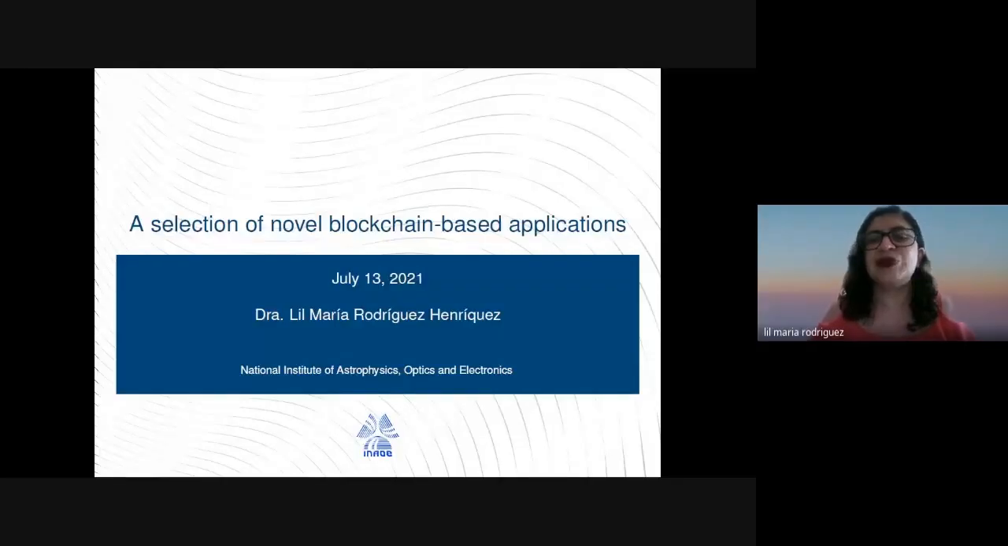It's very nice to be with you in this nice event. So today I will talk about a selection of novel blockchain-based applications. As you already know, I am part of National Institute of Astrophysics, Optics, and Electronics.